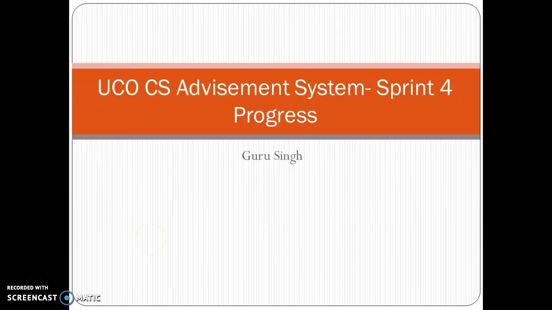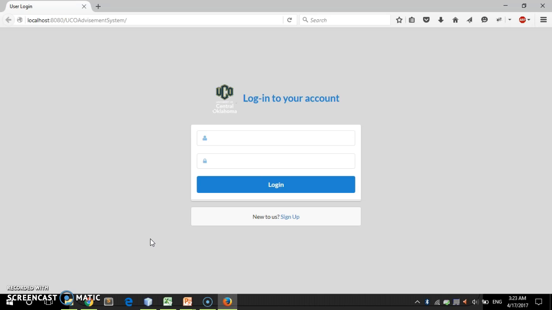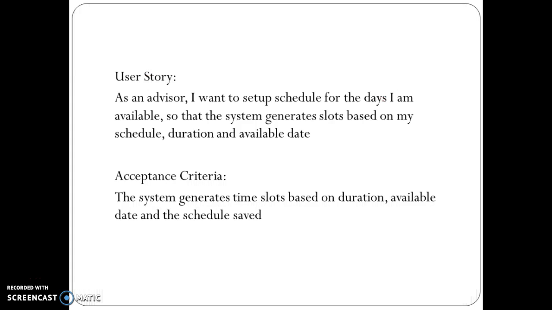This is Sprint 4 Progress for the UCS Advancement System. User story: as an advisor, I want to set up a schedule for the days I'm available so that the system generates slots based on my schedule, duration, and available date. The acceptance criteria: the system generates time slots based on duration, available date, and the schedule saved.